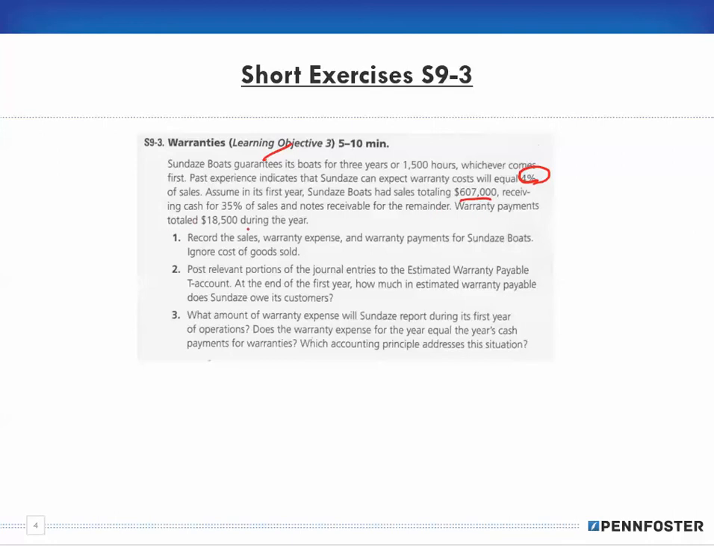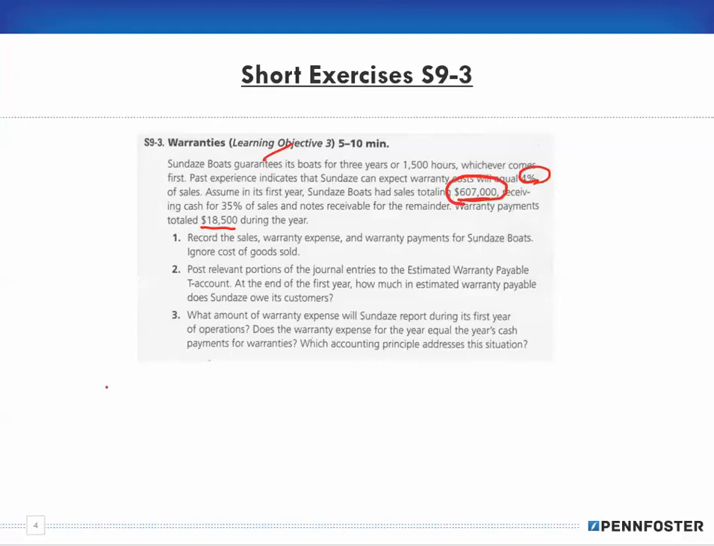Warranty payments totaled $18,500 during the year. Okay, so one, record the sales, warranty expense, and warranty payments for Sunday's boats. Ignore cost of goods sold. Right. So to record the sales, all right, we had $607,000 in sales.